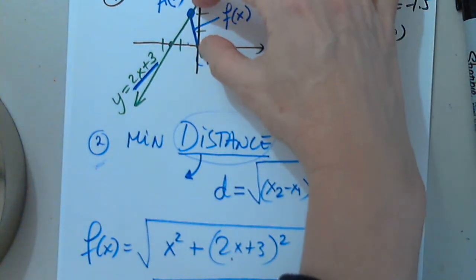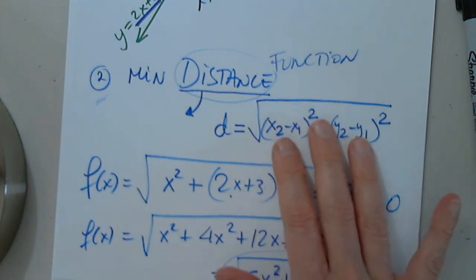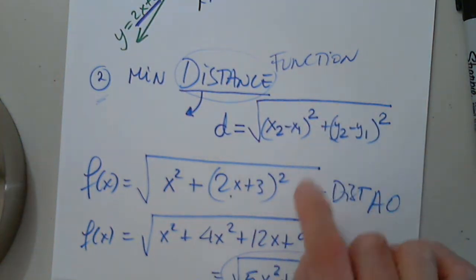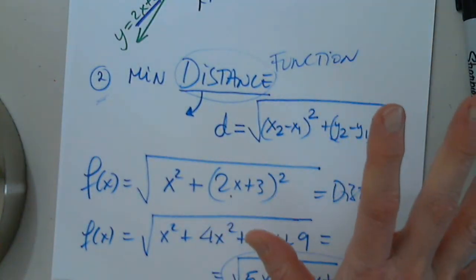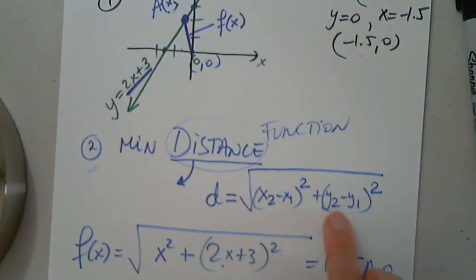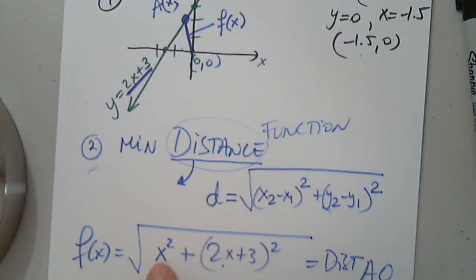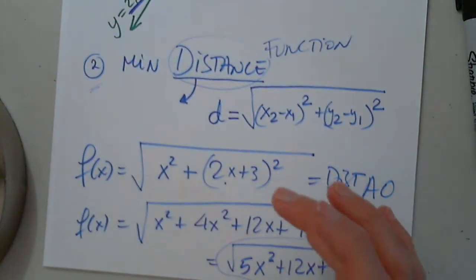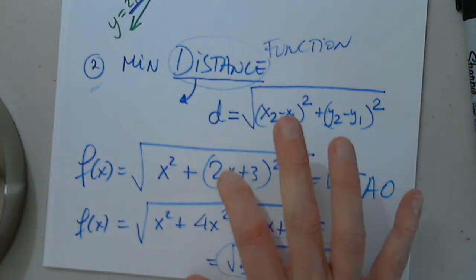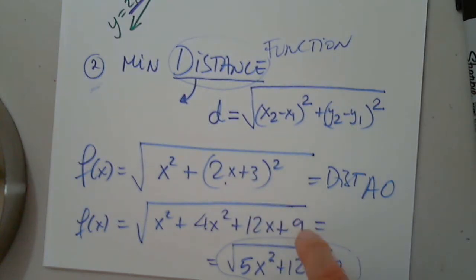I create a distance, which is the square root. And please do not try to simplify this. It's not simplifiable. You cannot take the square root from a sum. x2 minus x1 squared plus y2 minus y1 squared, and the square root on top. But since x1 and y1 are 0, this is not too difficult, because I have x squared, and for this, I have 2x plus 3 squared. I squared a binomial, I get a trinomial: the first term squared plus 2 times the first times the second, plus the second term squared. I cleaned it up. This is my function.